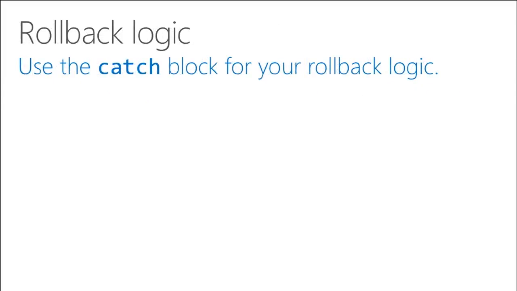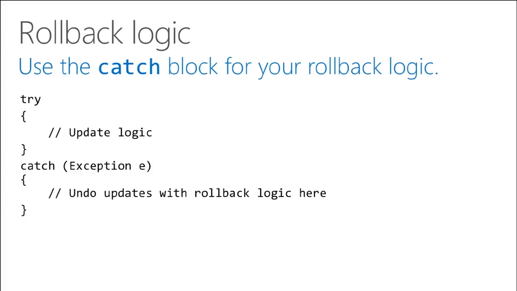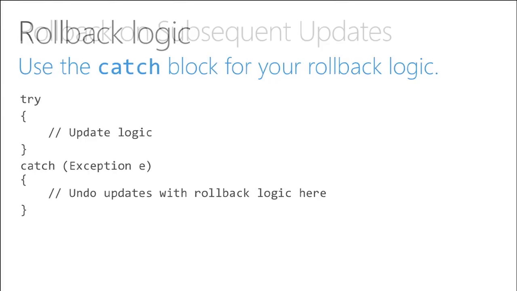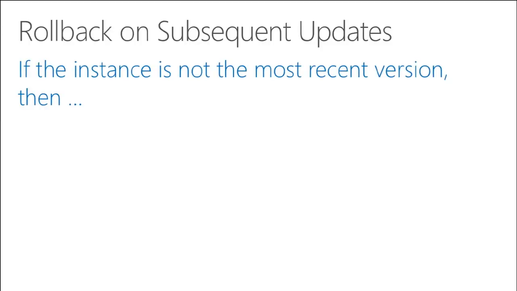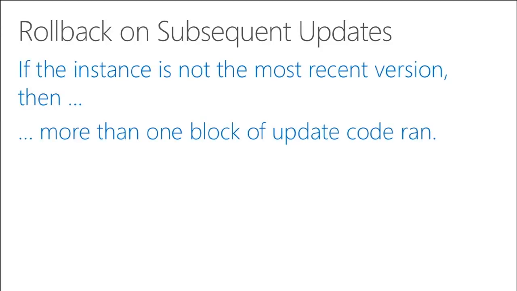So, you're going to use your catch block for your rollback logic. And here's the bird's eye view of what it's going to look like when you can't use the backup restore strategy. On subsequent updates, what do you do? Well, your rollback logic has to take account of the fact that the app instance that's being updated is not necessarily the immediately previous version. If it isn't, there may be 2 or more blocks of update code that need to be undone.